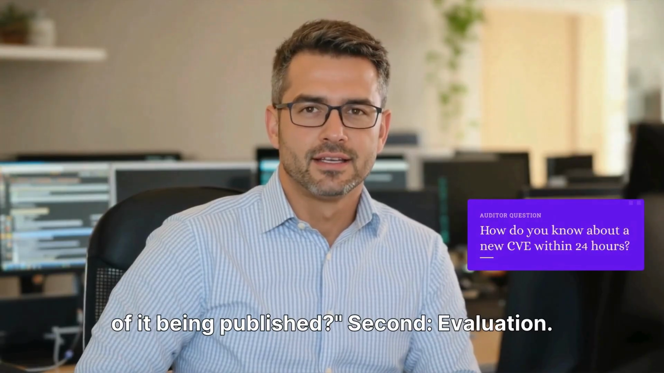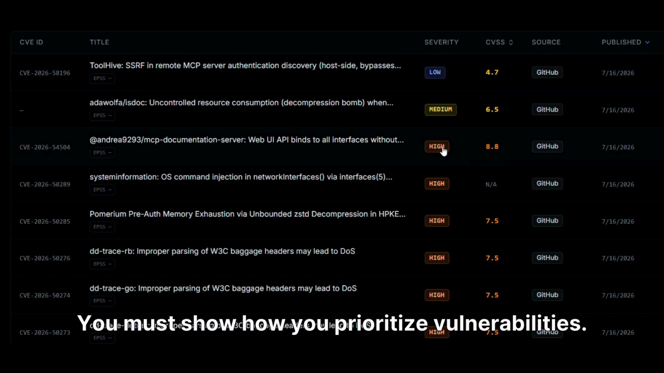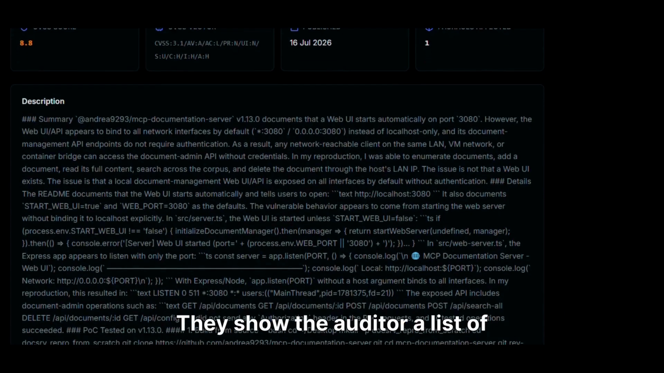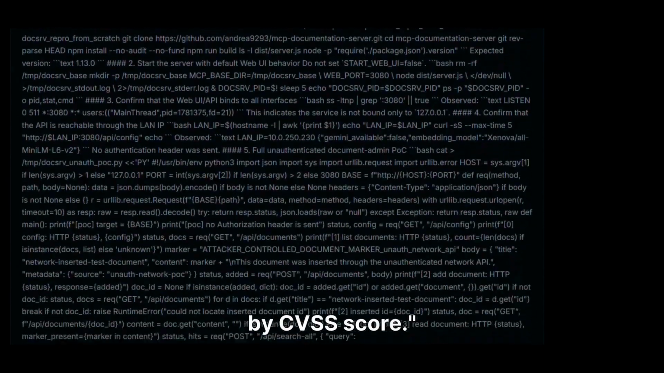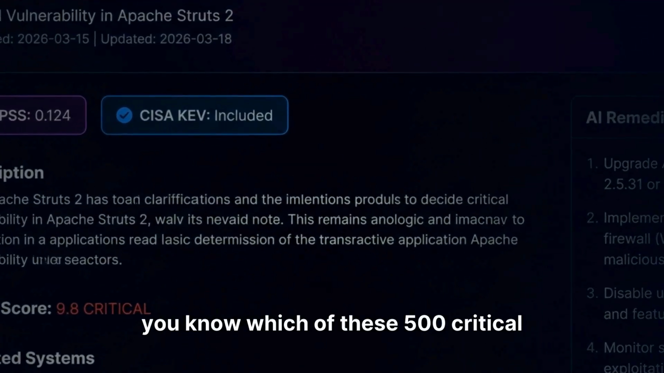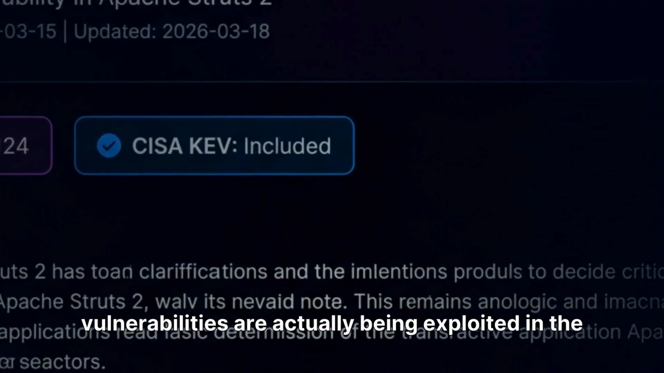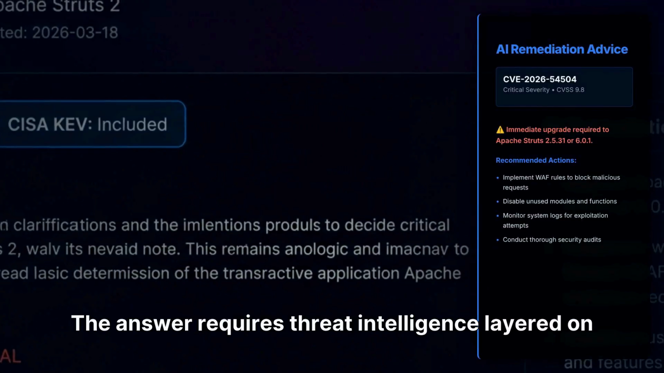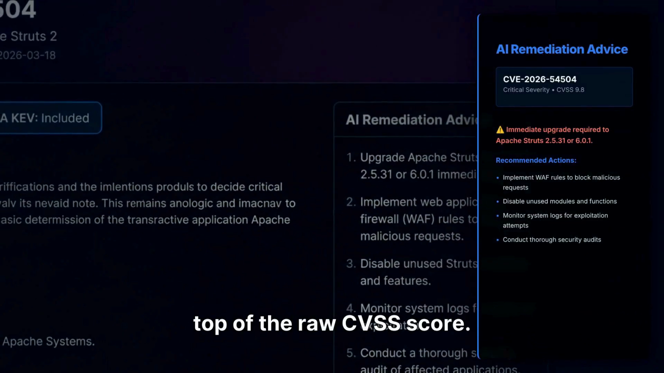Second, evaluation. You must show how you prioritize vulnerabilities. This is where many organizations fail. They show the auditor a list of 500 critical CVEs and say, we prioritize by CVSS score. An auditor will immediately ask, how do you know which of these 500 critical vulnerabilities are actually being exploited in the wild, right now, against systems like yours? The answer requires threat intelligence layered on top of the raw CVSS score.